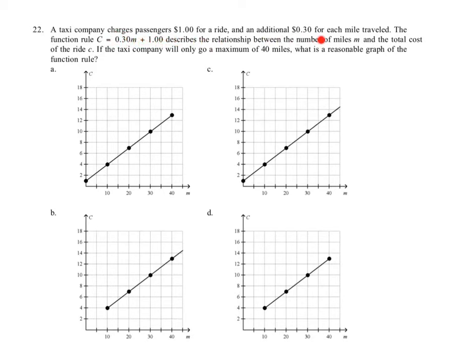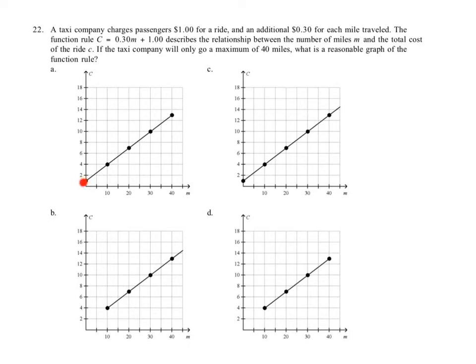Okay, so describe the relationship between the number of miles M and the total cost of the ride C. It also says that the taxi can only go a maximum of 40 miles, so it's a reasonable graph. So here's the idea. Can you go 0 miles? Yeah, I could jump in and say, okay, hey, and the taxi guy puts the meter down, and then I say, oh, just kidding, I forgot to do something, and they say, well, you made me turn down the meter, so I have to charge you $1. Okay, so what does that mean? That means that at 0 miles, you should be paying $1.